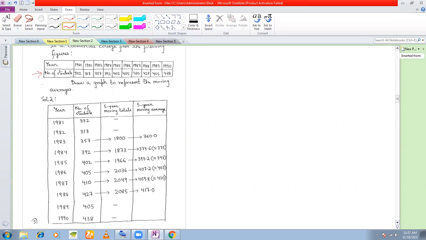Now this is 5 years, not 3 years. So obviously the center will be here, right? If the center is here, you will write the moving total corresponding to this value. And what will you total? You will total the first 5 values. These are the first 5 values that you are going to total, and you write the total here. And what is the 5-year moving average? This moving total divided by 5 will give you 360.